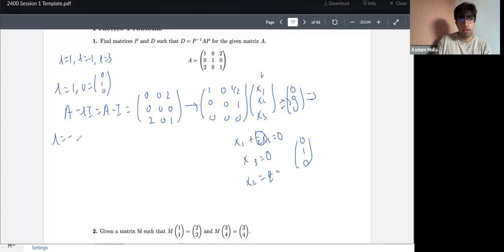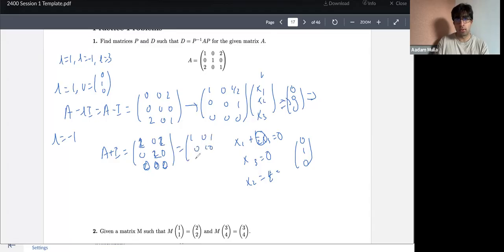I guess we can finish it up. Lambda equals -1 is going to be A plus I here, right? So 2, 0, 2, 0, 2, 0, 2, 0, 2. These rows are redundant, right? So I'll just turn this one into a whole row of zeros and then divide this one by 2. So I get 1, 0, 1 and 0, 1, 0. Let's just say 1, 0, 1, 0, 1, 0, 0, 0, 0, right? Again, times x1, x2, x3 equals 0.